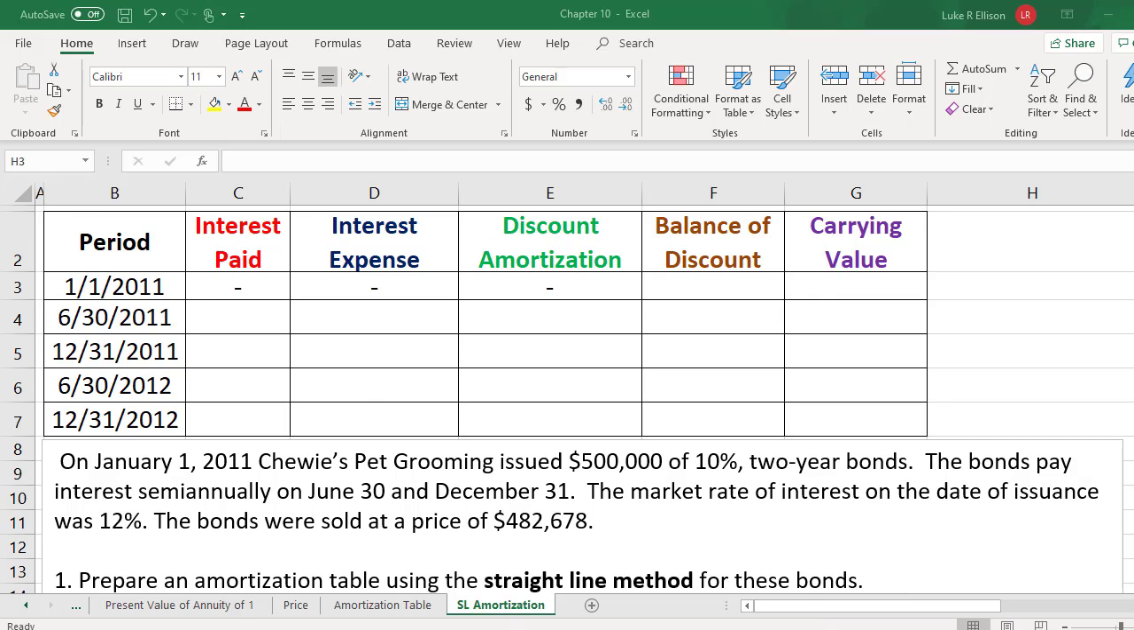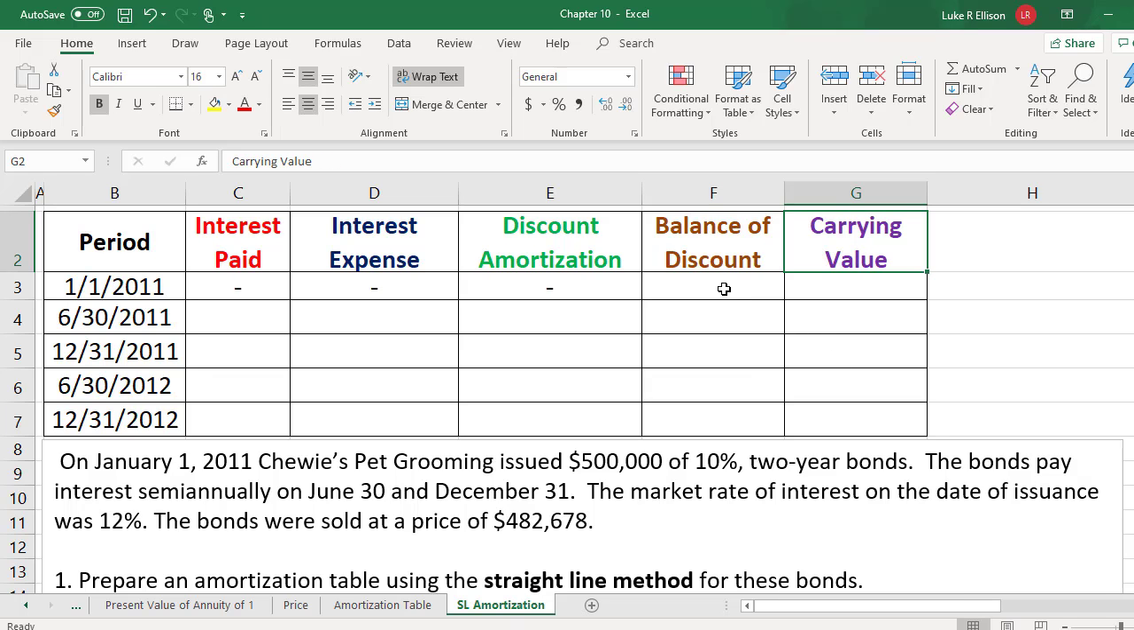So the first thing to note is that these bonds are going to last for 2 years and they pay interest semi-annually, so that's twice a year. So that's going to make for 4 interest payments, which is going to be these 4 rows that we have here. Now we also have a row for the issuance, which is going to be useful to have a starting balance for our discount and the carrying value.